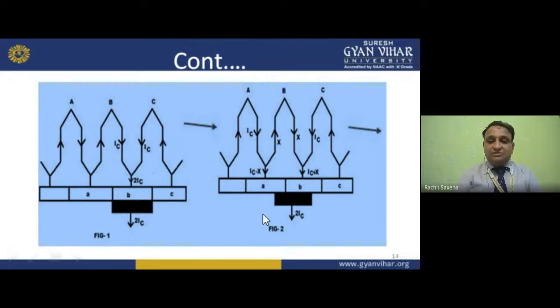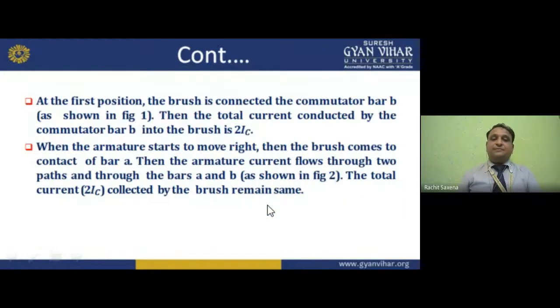Now see, when the armature starts to move right, like this, then the brush comes to the contact of a bar A. Then the armature current flows through the two paths and through the bars A and B. As shown in figure 2, the total current 2IC collected by the brush remains same.